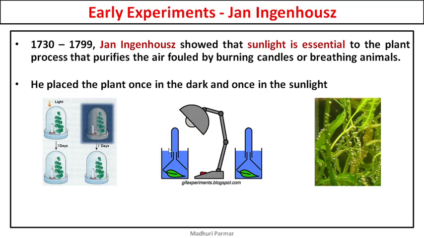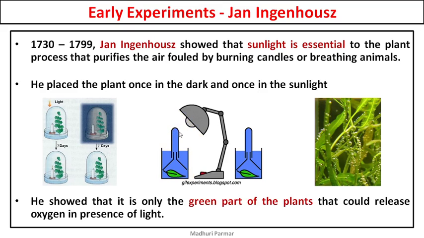Here, as you can see, when you provide sunlight, this leaf, the green part, is synthesizing oxygen, and this oxygen will displace water. As it is lighter than water, it will rise, and you can see it above here in the test tube. Okay, so he showed that it is only the green part of the plants that could release oxygen in the presence of light. He saw some small bubbles on the green part of the plant and concluded that only the green part of the plants did the process and released oxygen.